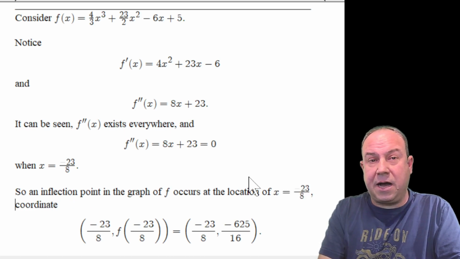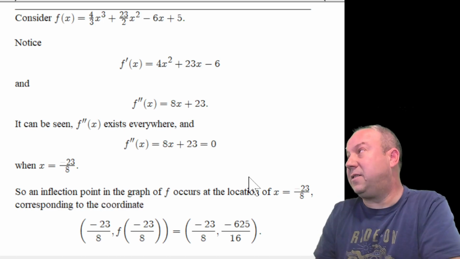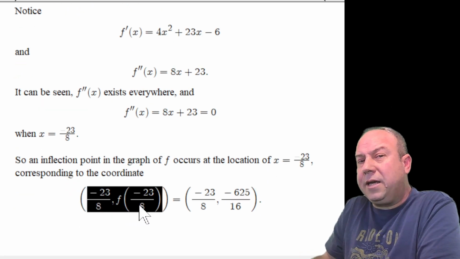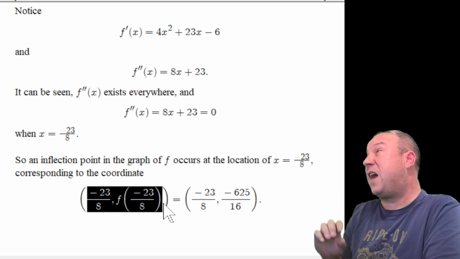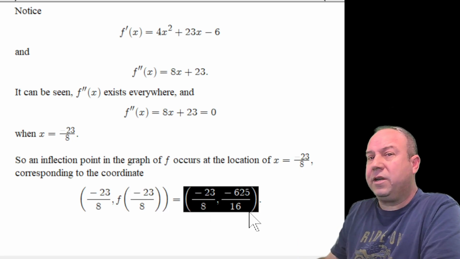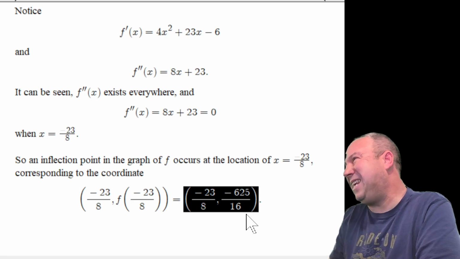And we'll say here corresponding to the coordinate. Let's point out this is a coordinate, not an interval here, folks. I'm taking negative 23/8 and substituting it back into the function to actually find the coordinate of inflection. This would be at the coordinate negative 23/8, comma, negative 625/16.